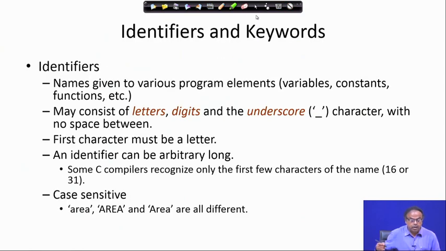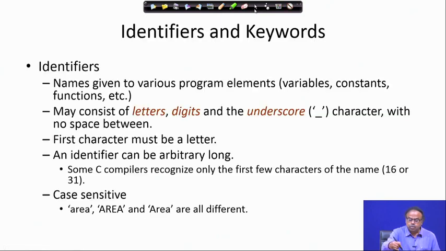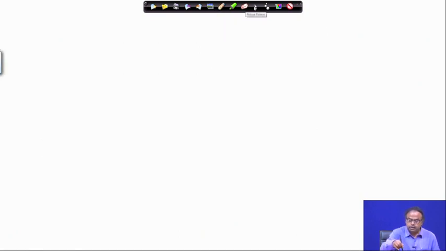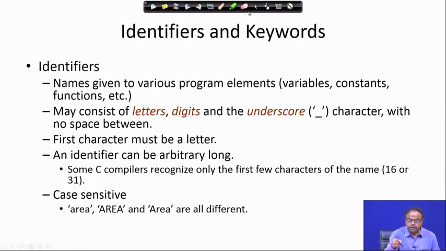Now, there is some restriction on the names that I have also mentioned. A name may consist of letters, digits 0 to 9 and this underscore character, with no space in between. Whenever I want to put a space, I will put in this underscore character. This is very useful. What is happening here? The first character must be a letter. The first character must be a letter. Okay.